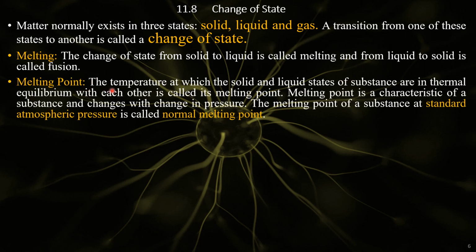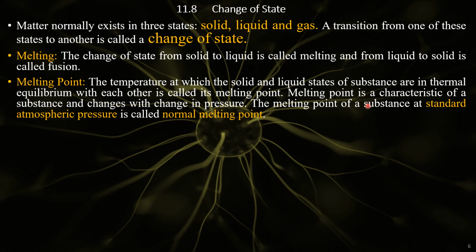Melting point. The temperature at which the solid and liquid states of a substance are in thermal equilibrium with each other is called its melting point. I will read it once again. The temperature at which the solid and liquid states of a substance are in thermal equilibrium with each other is called its melting point. Melting point is a characteristic of a substance and changes with change in pressure.